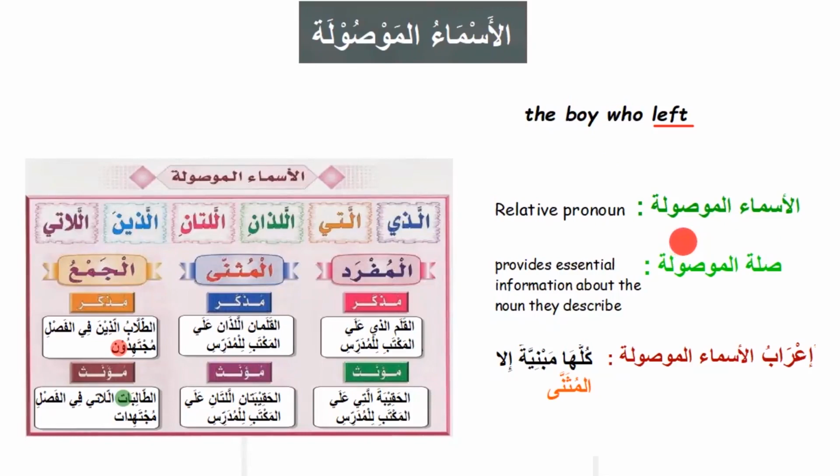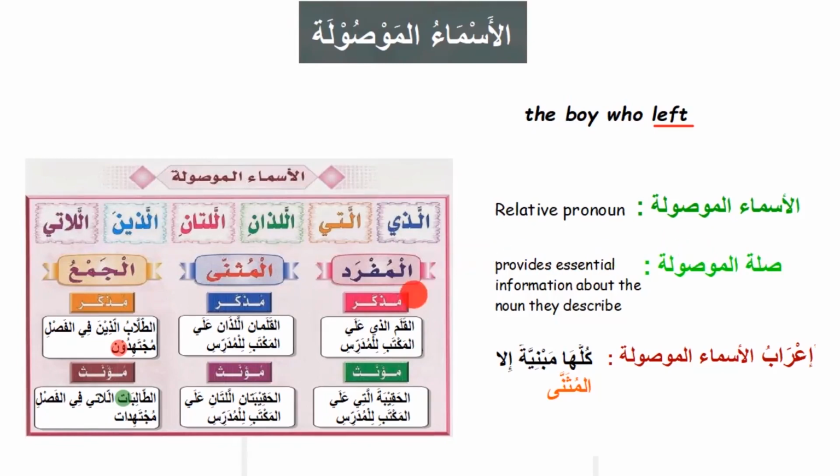Let me give you another example. We were looking at the pen which is on the table. So assuming I just say the pen which, and I stop there. The sentence is not complete. You are expecting me to add something. So that thing that I will add to the relative pronoun to make that sentence complete, or that phrase to have a complete meaning, is what we term as the silatul mawsula. I hope that is clear.